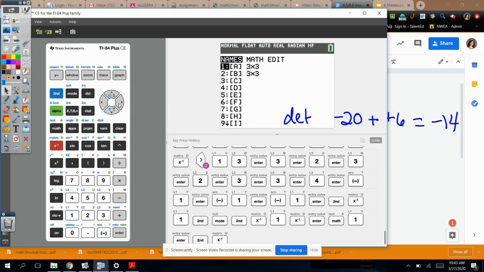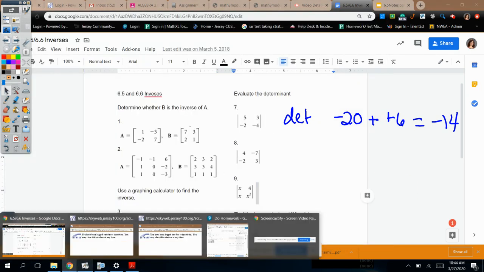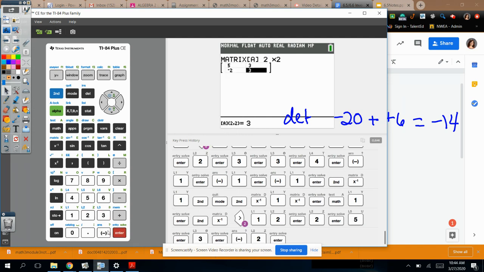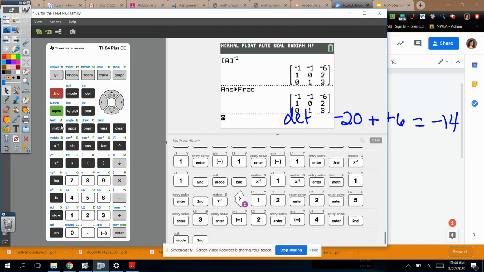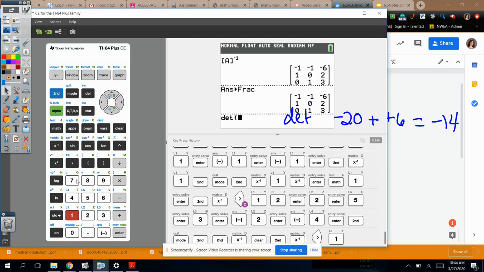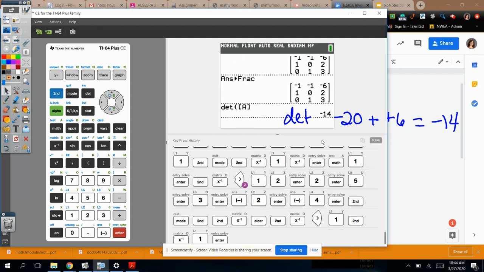It will be a 2 by 2 that I'm going to edit. And 5, 3, negative 2, negative 4. Okay, you go to second quit. You go to second matrix, and if you go to math here, you see determinant is right here, number 1. So you do the determinant, and now you select matrix A, and it should tell us negative 14. There it is, negative 14.